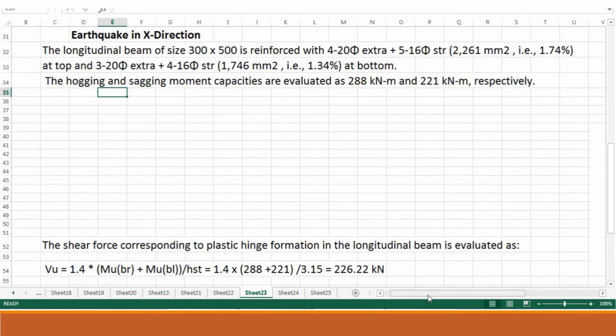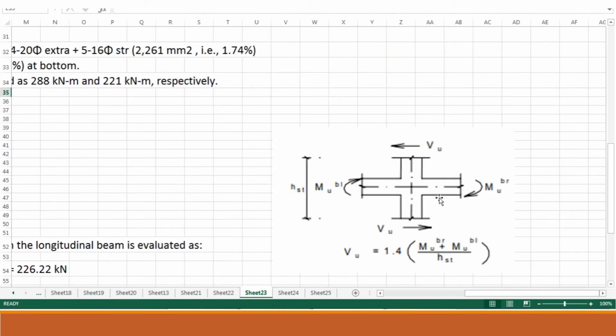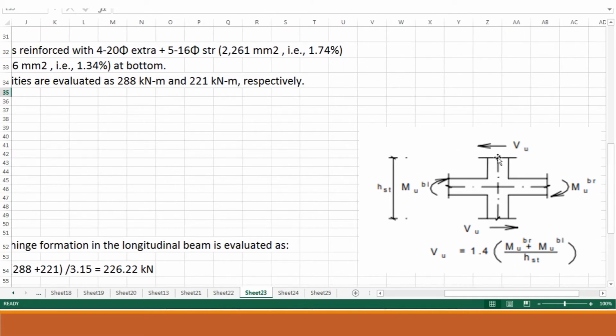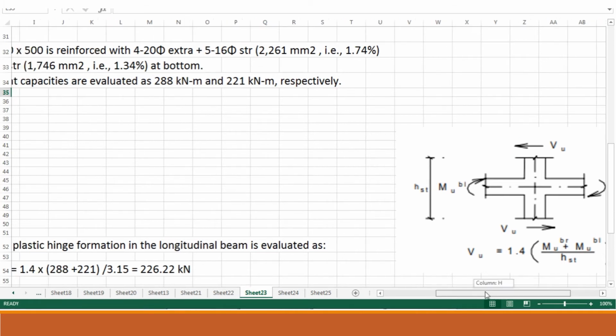Now this beam is acting with the column. Now this is the column and these are the beams that are running across, perpendicularly across the beam. Sorry, this is the beam and this is the column that's running across the beam.